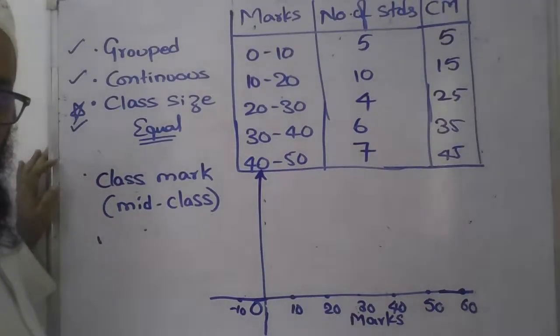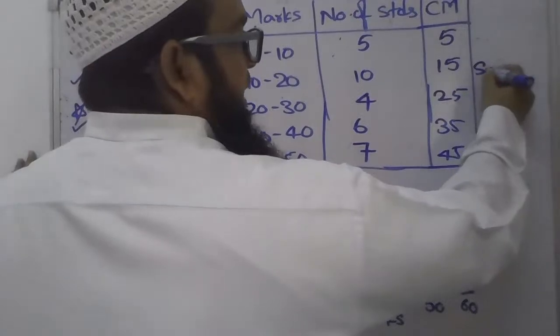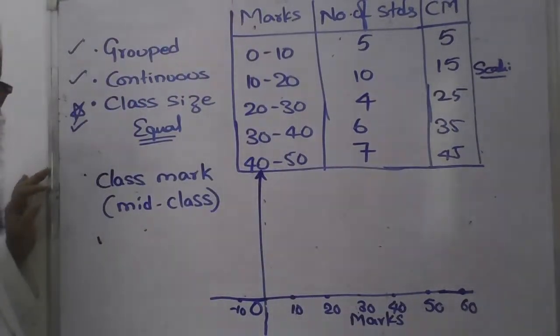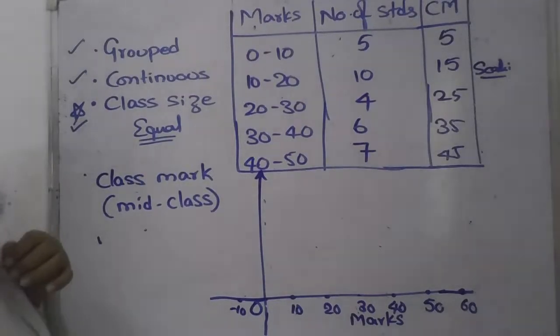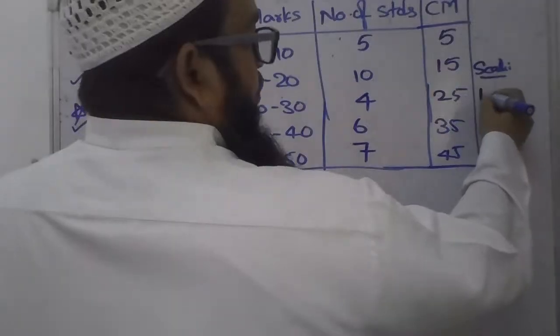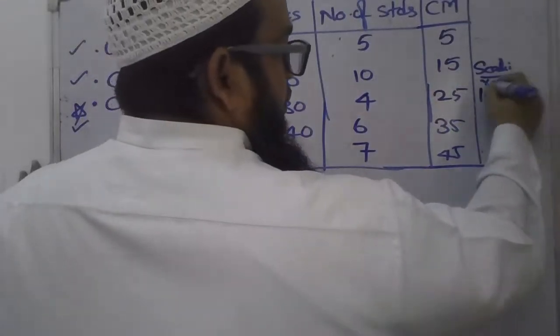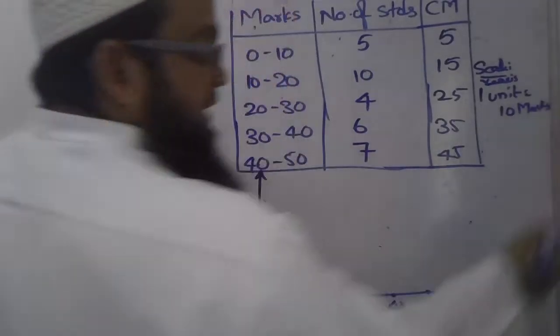So what is the next thing we have to do after writing the x-axis? Scale. Very good, Ayan. You have to write the scale. So what is the scale of the x-axis? 10. Arey yaar, Ayan, the same mistake. 1 unit is equal to 10 marks. Very good, Sriram. 1 unit is equal to 10 marks.